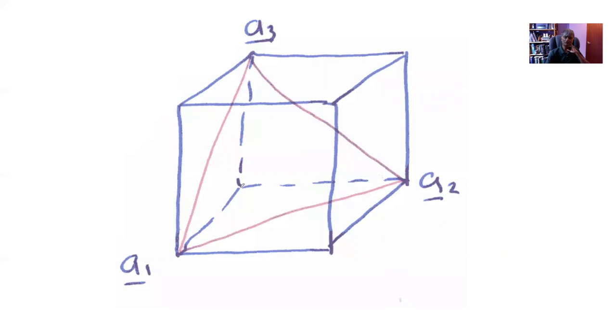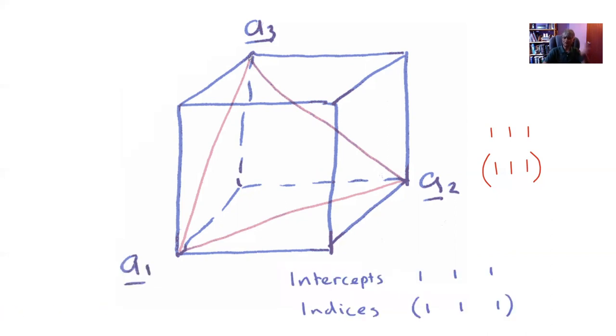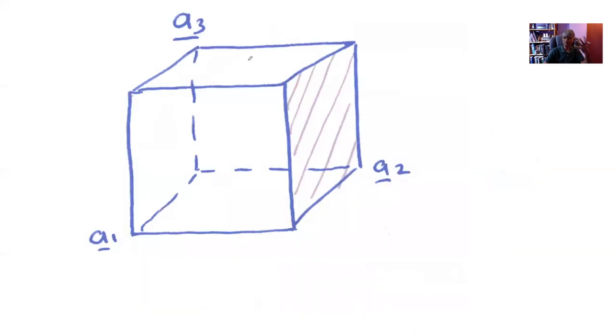So here, for example, this plane has intercepts 1, 1, and 1. So the intercepts would be 1, 1, and 1. And if I take the reciprocal of the intercepts, that gives me the indices, which in this case happens to be 1, 1, 1. And I'm using round brackets because I'm referring to this plane specifically and not, for example, another equivalent plane. So the intercepts are 1, 1, 1, and the indices, therefore, when I take the reciprocals, are also 1, 1, 1.